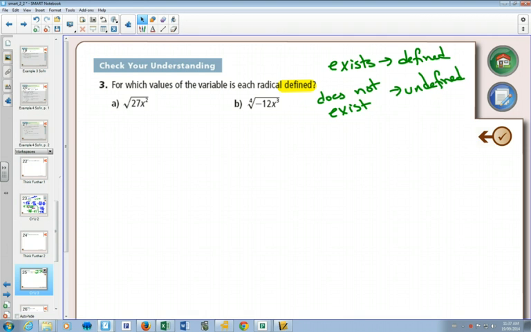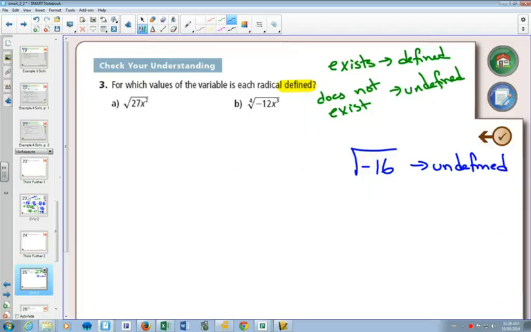Now, some things don't exist mathematically. And we talked about it already. You are not allowed to do what with square roots? Can't have a negative inside a square root. This would be undefined. You can have a negative inside of a cube root because a negative times a negative times a negative stays negative.